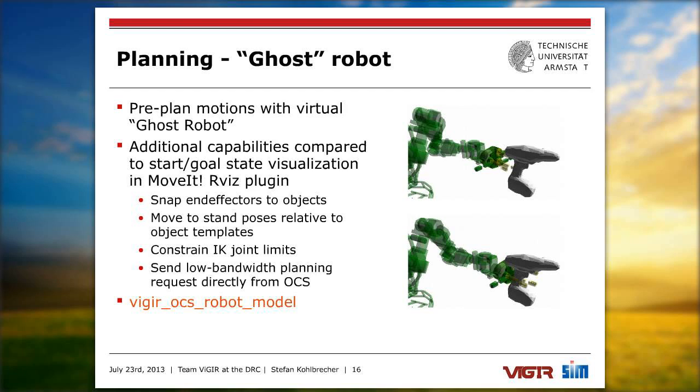You can move the ghost robot to stand poses relative to object templates. You can selectively constrain IK joint limits during pre-planning. And based on the ghost robot state, you can send low bandwidth planning requests directly from the operator control station.